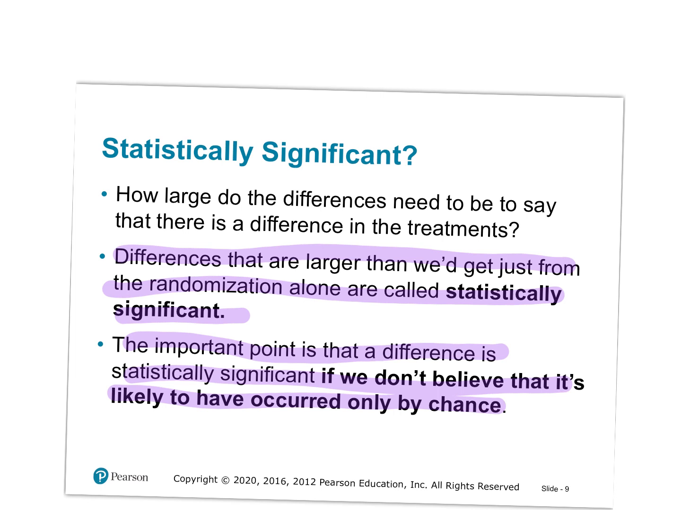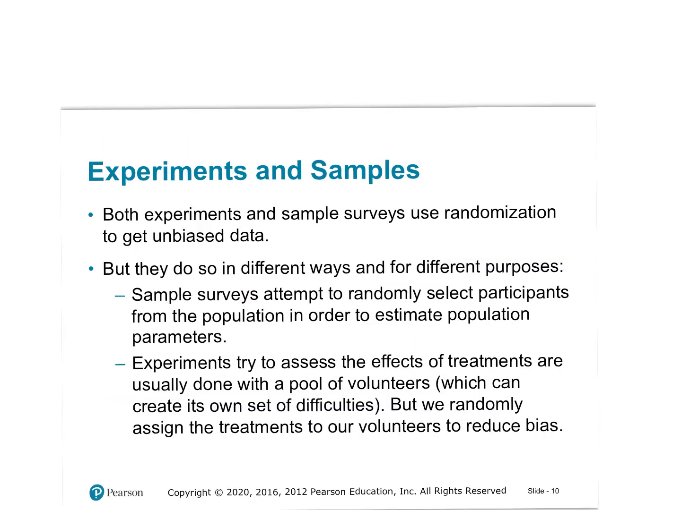So the key for statistically significant, notice what it's saying down here. The important point is that a difference is statistically significant if we don't believe it's likely to have occurred strictly by chance. So if it's something that could happen by chance, then that's not statistically significant, and that drug needs to go back to the drawing board, basically, is what that would be implying. Okay, I'll go quickly.